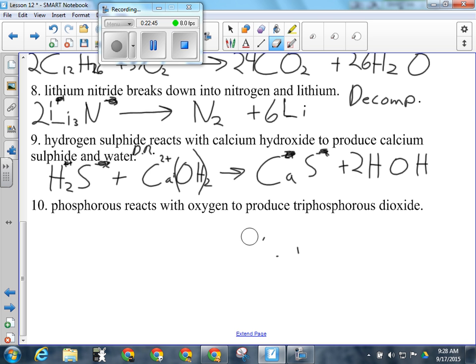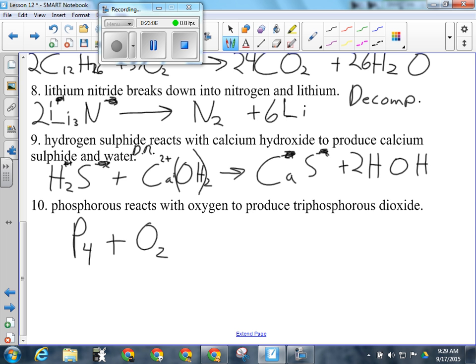All right. How many people are done number 10? Okay, let's go through that one too. Number 10 is one of those ones, again, where we have to know which elements are special on our periodic tables. Phosphorus is a special element. Yes, it is. Comes as a 4. P4 reacts with oxygen, O2, to produce triphosphorus dioxide, P3O2. What kind of reaction is that? Synthesis reaction.